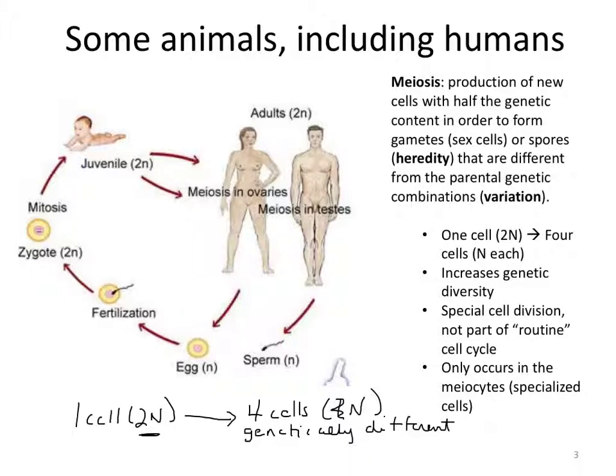Meiosis is not part of the routine cell cycle. It doesn't occur in somatic cells. It only occurs in the myocytes, which are specialized cells capable of undergoing meiosis. These are key cells for reproduction, and in humans the myocytes are found in the ovaries for women and the testes for men.